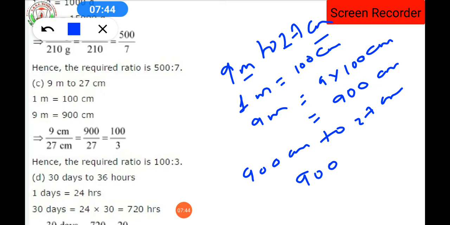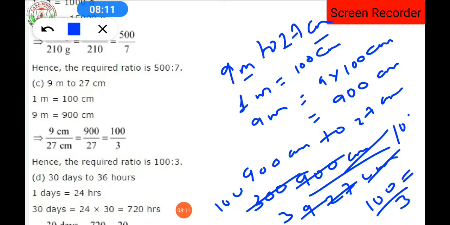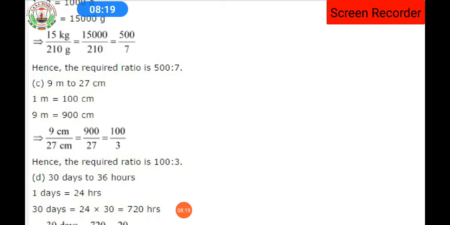It can be written in the form of a fraction. So 900 centimeter upon 27 centimeter. Both have the same unit, so centimeter will get cancelled. So 27 comes in the table of 3, 9 times, and 900 comes in the table of 3, 300 times. Then again 3 times, so here it will be 100. So what is the answer we will get? 100 upon 3. This 100 upon 3 can be written in the form of ratio as 100:3. So the ratio will be 100:3.